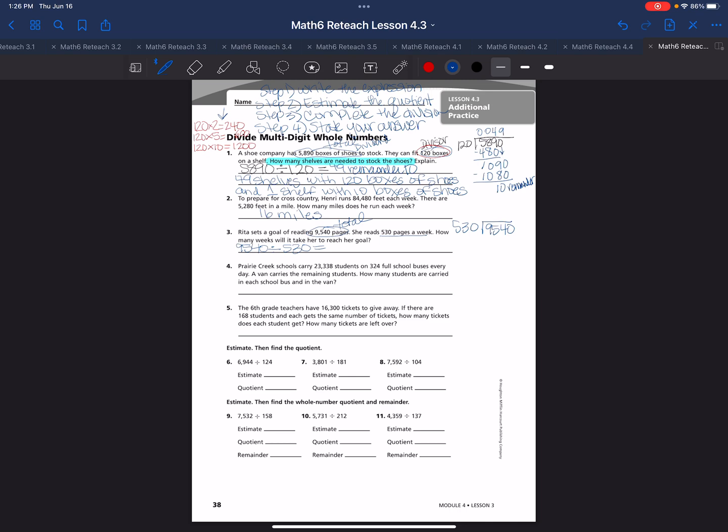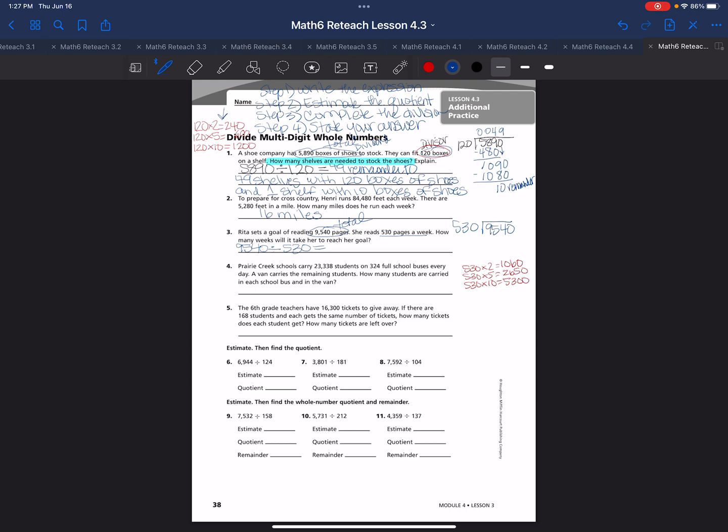Now I need to do a little bit of benchmark or estimation because 530 is my divisor. So if I have 530 times 2 and 530 times 5 and 530 times 10. If we double 530, I get 1,060. If I do 530 times 10, I get 5,300. And if I take half of that to be 530 times 5, I get 2,650. Okay, so I'm going to use those to help me do my division.